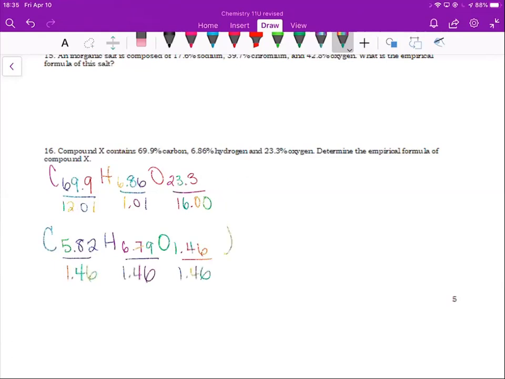And I'm going to move up here. So I know that oxygen is going to be 1. 5.82 divided by 1.46 is 3.99. Ooh, 3.99. Remember I said you're smarter than your calculator. I'm going to round it to 4. And then 6.79 divided by 1.46 is 4.65. Oh God, that's so ugly. No, let's do 4.66.